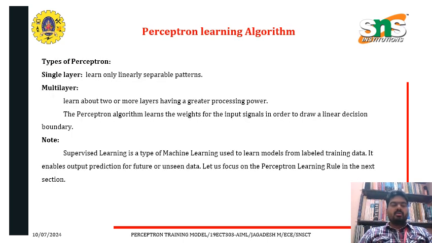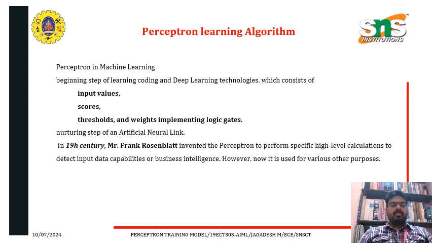The types of perceptron are single layer and multi-layer. Single layer learns only linearly separable patterns. Multi-layer has two or more layers and has great processing power. The perceptron algorithm learns the weights for the input signals in order to draw a linear decision boundary. So the perceptron is a beginning step of learning in machine learning and deep learning technology, which consists of input values, scores, threshold, and weights, and is used in implementing logic gates, a nurturing step on an artificial neural network.